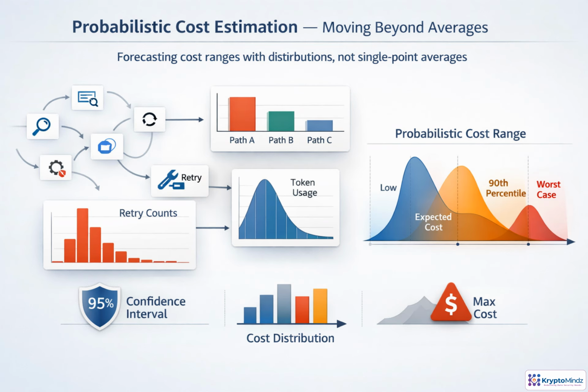Average cost is useful, but it can be incomplete for agent workflows. One run may follow a short path, while another triggers retrieval, tool calls, retries, or validation loops. Probabilistic estimation treats those drivers as uncertain variables and models them with distributions: path probabilities, retry counts, token usage, or production histograms. The result is not a single number. It is a cost range, including expected cost, confidence intervals, P90 or P95 values, and worst-case exposure. That is how teams budget for volatility. Alerts and capacity plans should be tied to the tail, not just the average, because averages hide expensive rare cases.